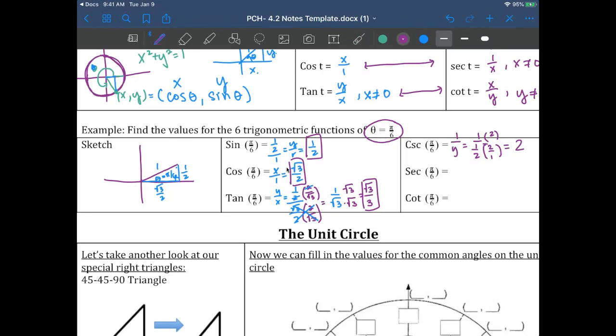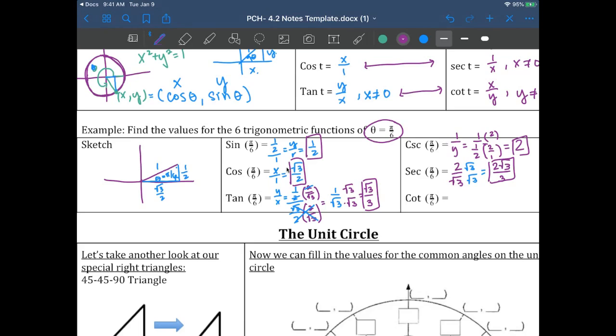Secant is the reciprocal of cosine, so I know root 3 over 2 is cosine, so secant would be 2 over the square root of 3, but we have to rationalize, giving us 2 root 3 over 3. Again, pretty common ratio for us here.